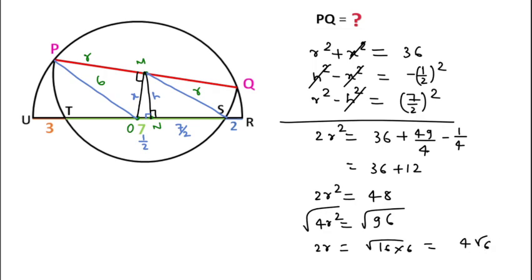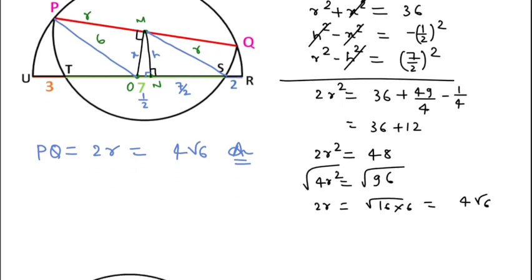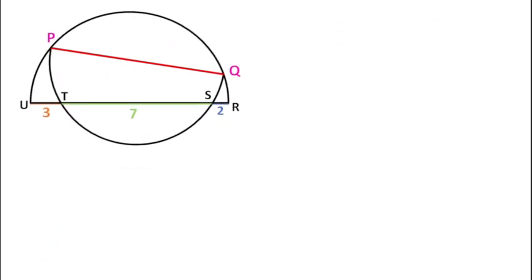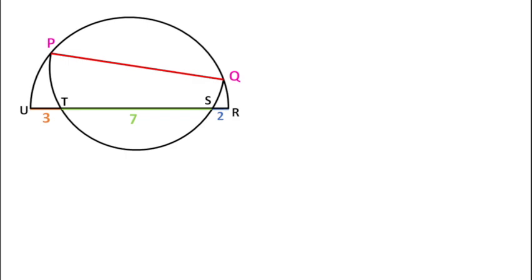Since we have to find the length of PQ, we can write PQ equal to 2R, which is equal to 4 root 6. And this is the required answer. This is the first method, and in another method we can use the rectangle chord properties theorem. Using this we can solve. And also we know the triangle made with a diameter is a right angle triangle in a circle.